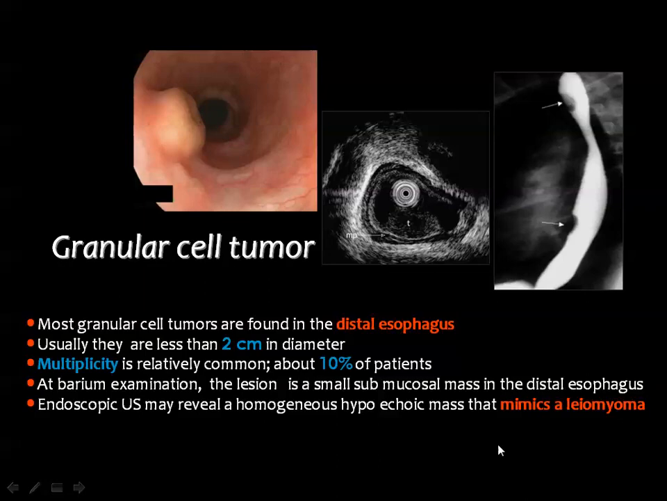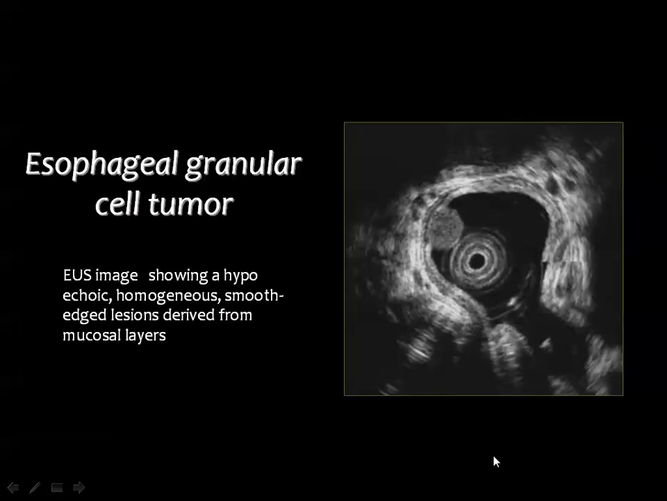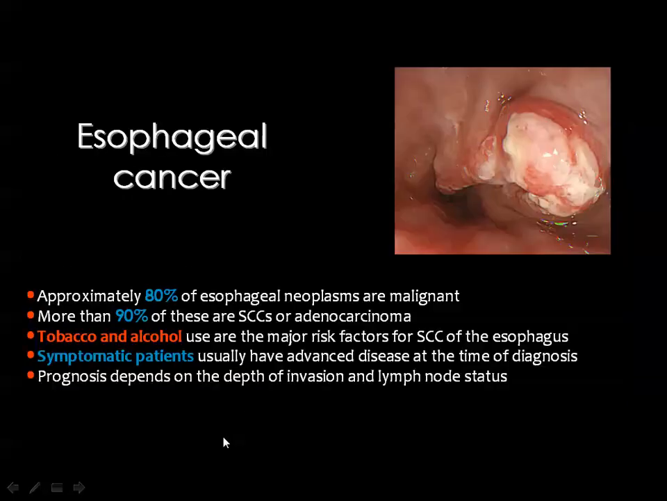turn malignant. This is an example by endoscopic ultrasound and by barium oesophageography of granular tumors. You see two lesions with a smooth surface, and they are small. Multiplicity is relatively common, occurring in about 10% of the cases. And by endoscopic ultrasound, the lesion may mimic the leiomyoma. This is endoscopic ultrasound showing the appearance of the tumor, which is arising from the mucosal surface of the esophagus.